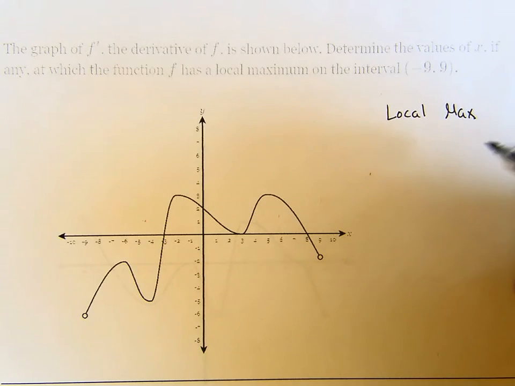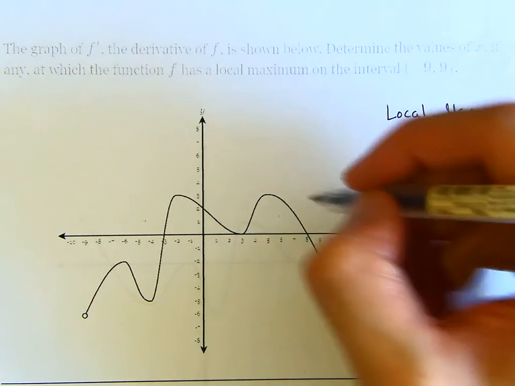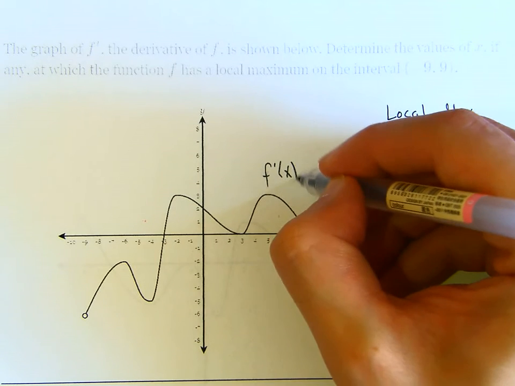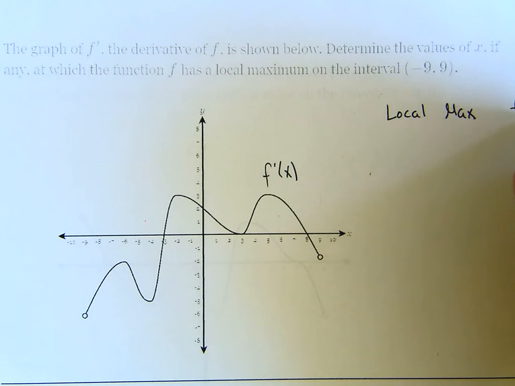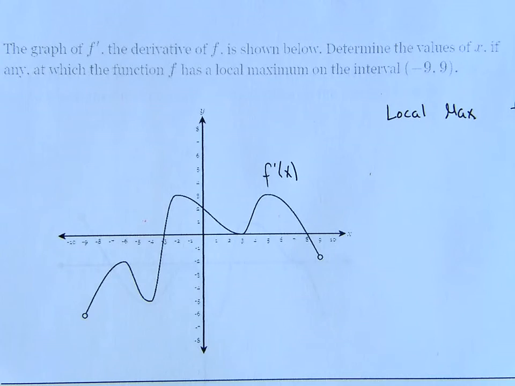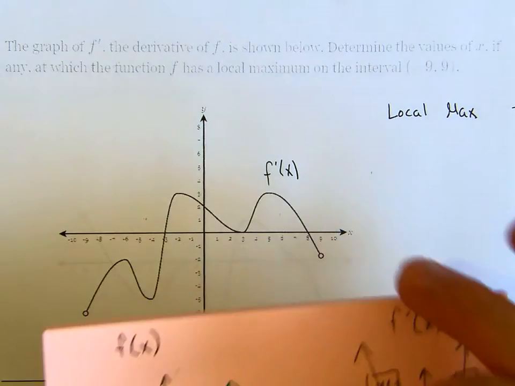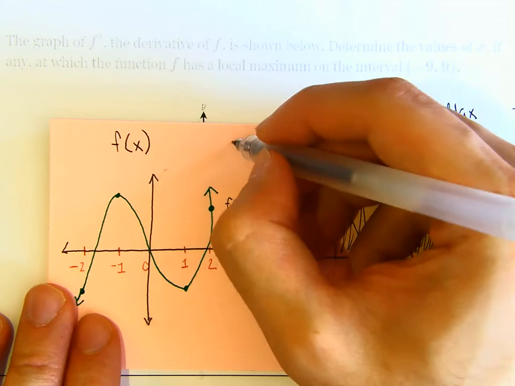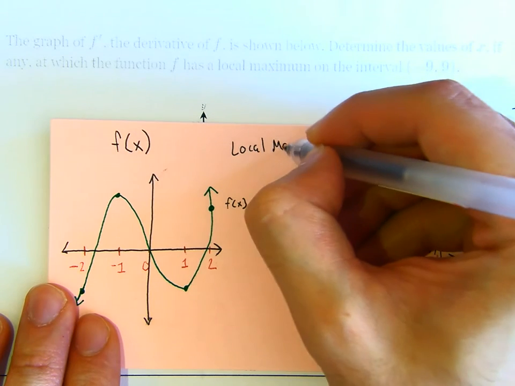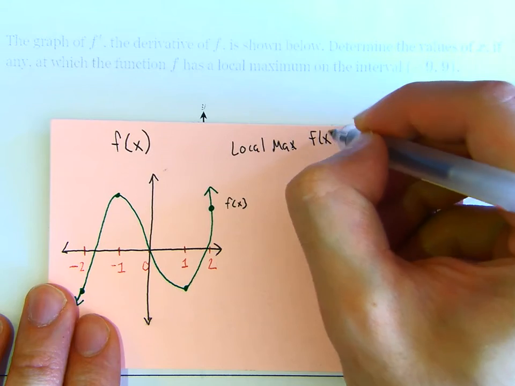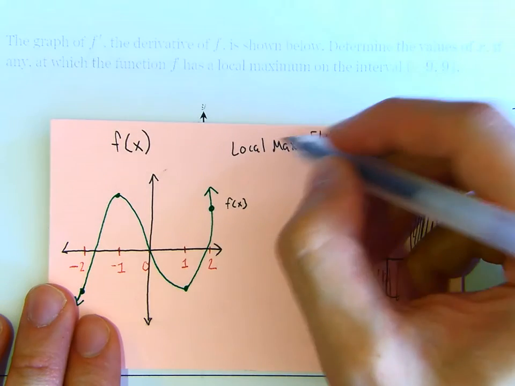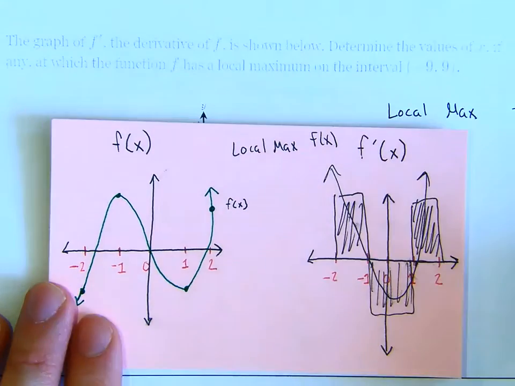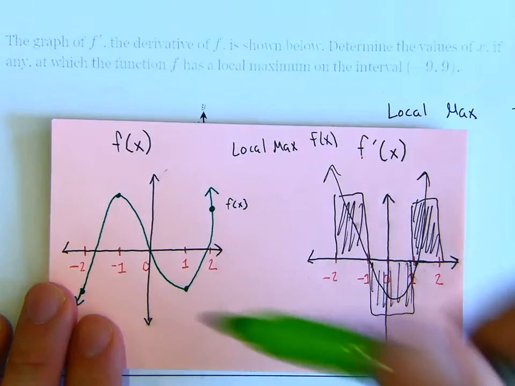Where would a local max be? This is f prime of x. Where would a local max be at f of x? So let's just take a quick look at this scenario here. If I were to ask you, where is the local max for f of x? It would be right over here.